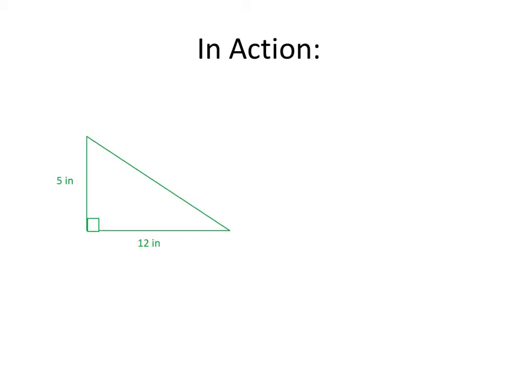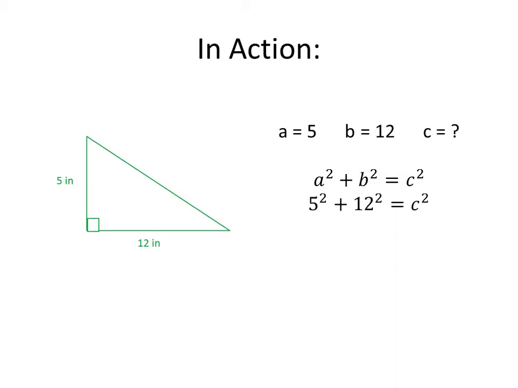So for your first one, we have 5 and 12. Those are your legs. They're the ones that are right next to your right angle. So A is 5, B is 12, C is unknown. And if you switched 5 and 12, it doesn't matter. Okay, so we're going to write down our Pythagorean theorem, A squared plus B squared equals C squared. And we're going to substitute in 5 and 12. Okay, don't know what C is, so it's just going to stay as C.